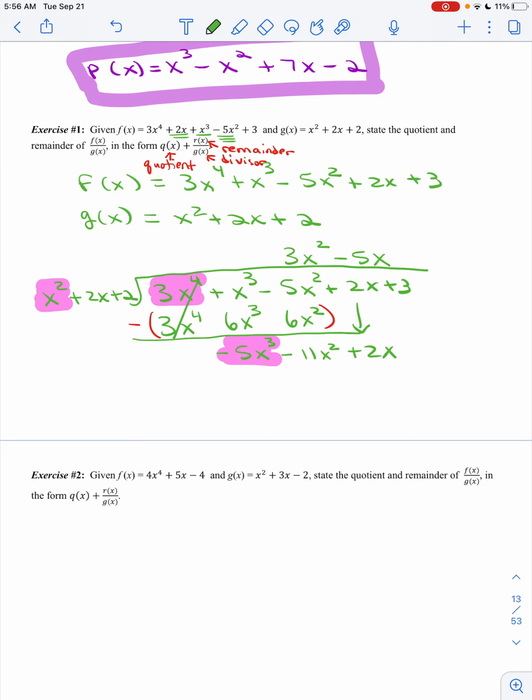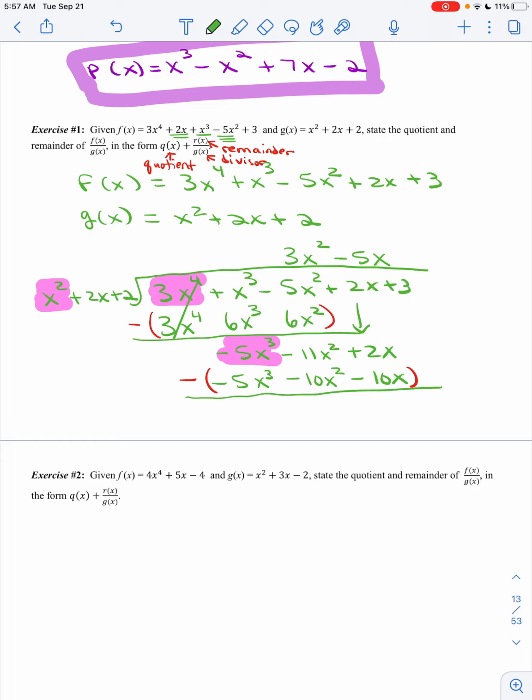Negative 5x times x squared is negative 5x to the third. Negative 5x multiplied by 2x is negative 10x squared. Negative 5x multiplied by 2 is negative 10x. And then we're going to subtract.